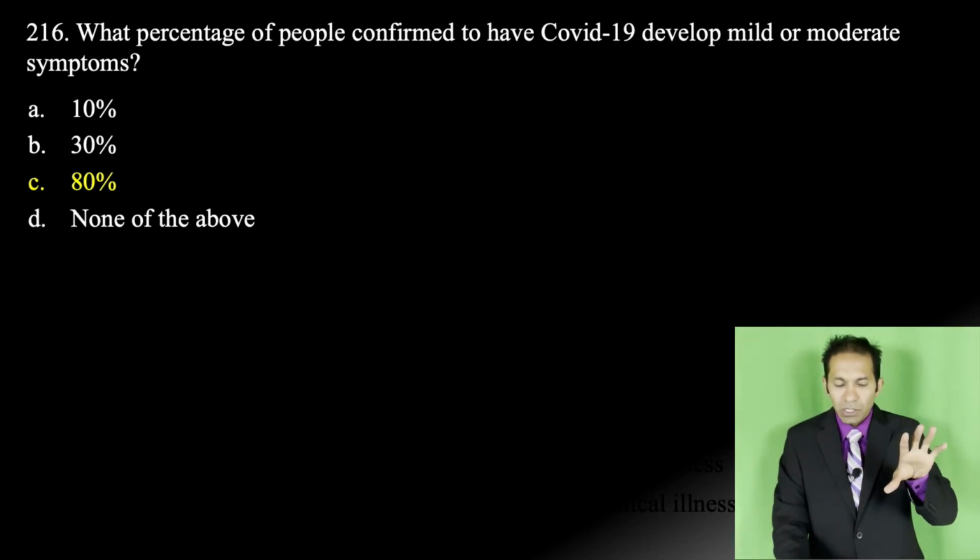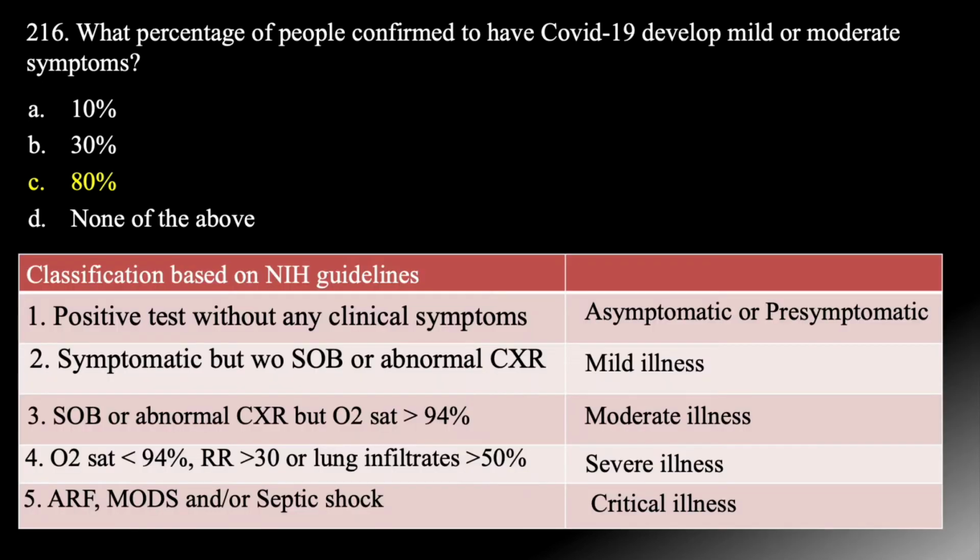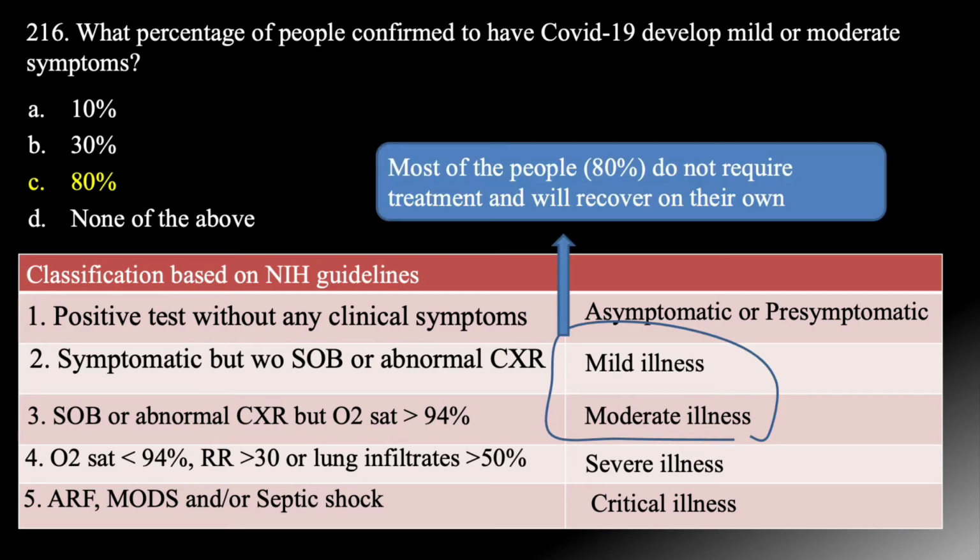So in order to understand this question, we have to go back to our table, the classification based on NIH guidelines. In this table, we have classified COVID-19 infection into 5 classes. Patients in class 2 and 3 have mild to moderate illness. Most of the people, 80% of the patients, have mild to moderate illness. Usually they don't require treatment, they recover on their own. You can give them monoclonal antibody if they have high risk conditions, okay?